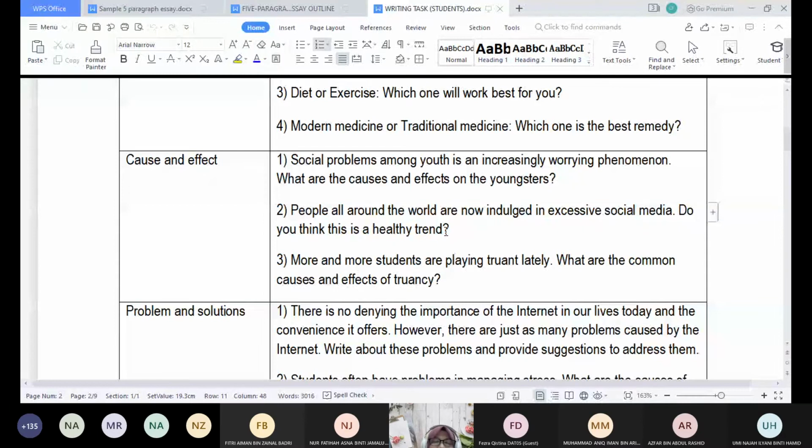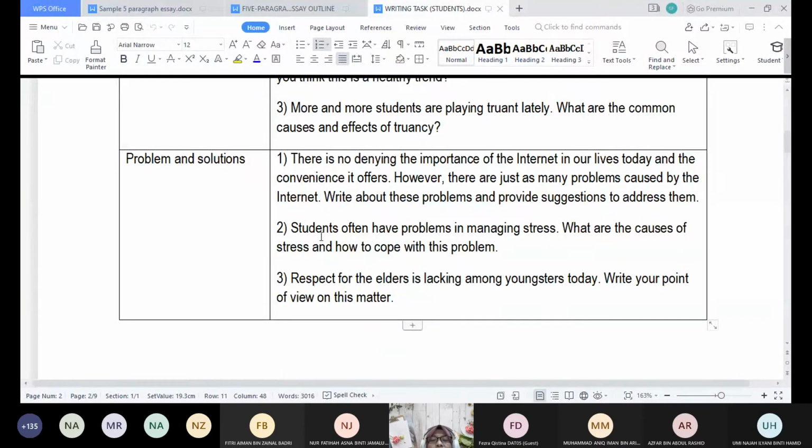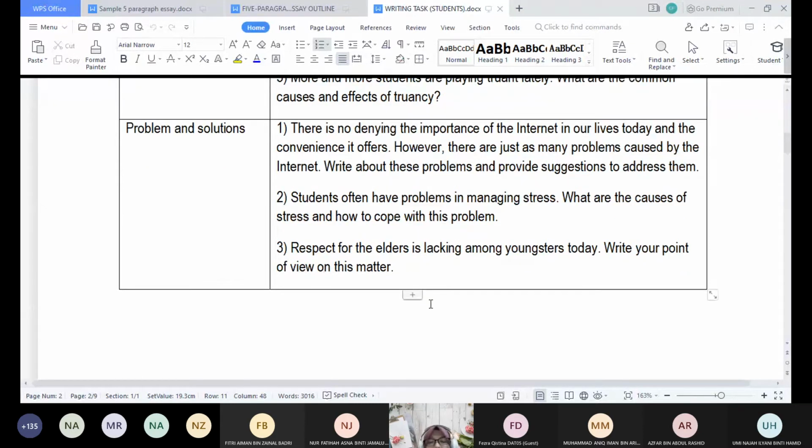So discuss with your friends. Don't just choose a topic that only you like while your friends disagree. Then problems and solution. Students often have problems in managing stress. What are the causes of stress and how to cope with this problem? So this is another suggested topic. You can use this, it's up to you. But if you have another one, I don't mind.